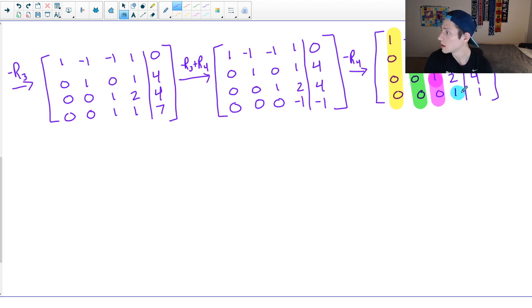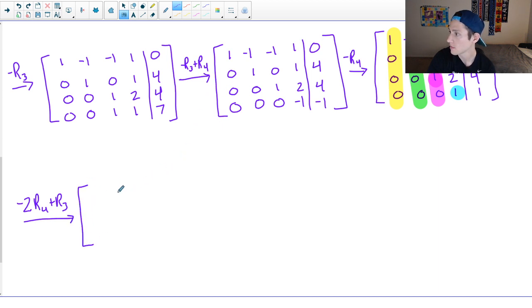So, what would I need to add to 1 to make 0? Negative 2. Okay, so let's do negative 2 times row 4 plus row 3. First row stays the same. Second row stays the same.